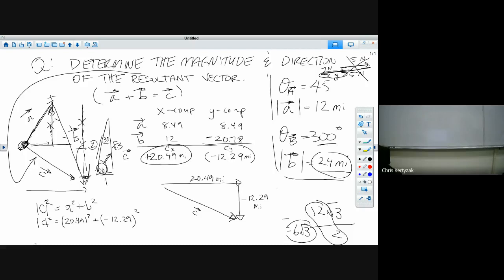So I have to do that out on a calculator. 20.49 squared plus 12.29. Doesn't really matter if you put the negative in there because you're squaring it, right? A negative number squared is still positive, so you just ignore it. It's up to you, whatever. So then you plug those in, hit enter.